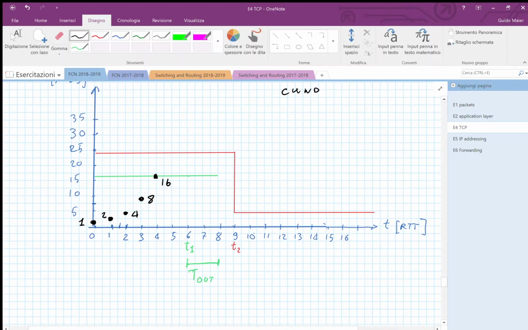Now we are in the congestion avoidance mode. We send 16 packets, 16 segments. We receive 16 ACKs, and this means that we increase the congestion window by 1, because in congestion avoidance mode, for each ACK received, the congestion window is increased by 1 divided by the value of the congestion window we have. Okay. So it's 1 over 16 times 16, which is 1. So in the next round trip time, we are at 17.